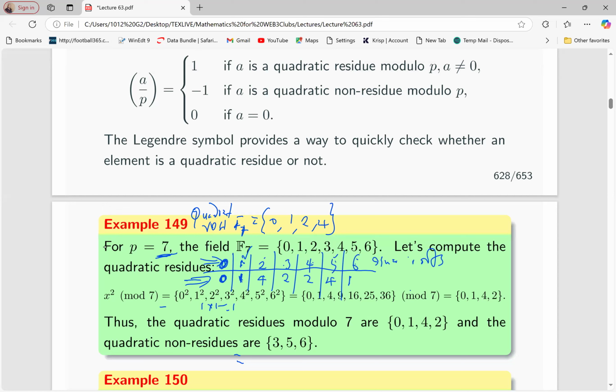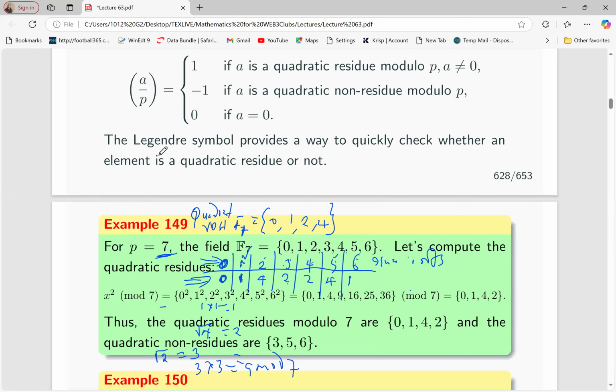And then the square of 2 is 4. That means 4 has a square root, and the square root of that 4 is 2. And we look for another one. You can see that 3 squared gives you 2. That means 2 has a square root, and one of the square roots is 3, because 3 times 3 is 9, and we are doing this mod 7.